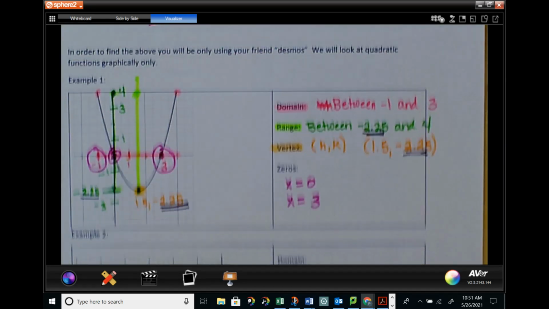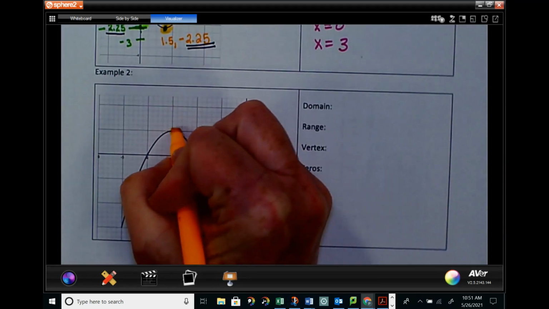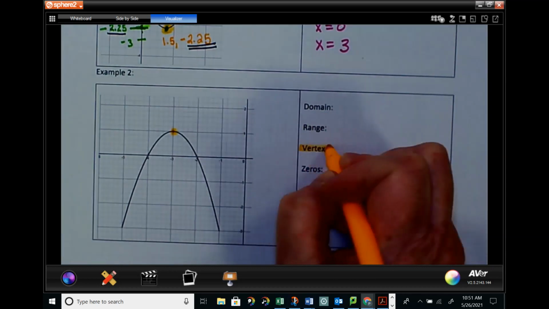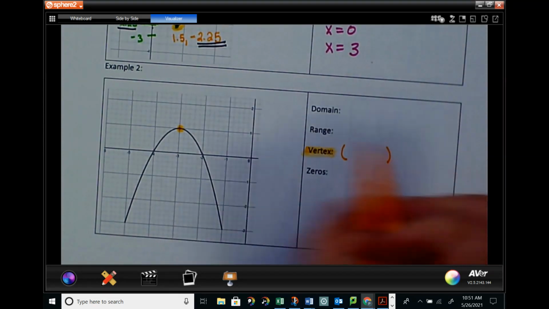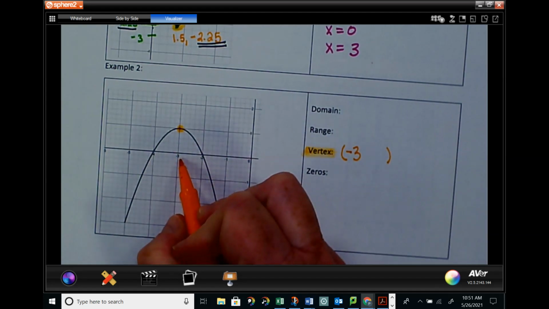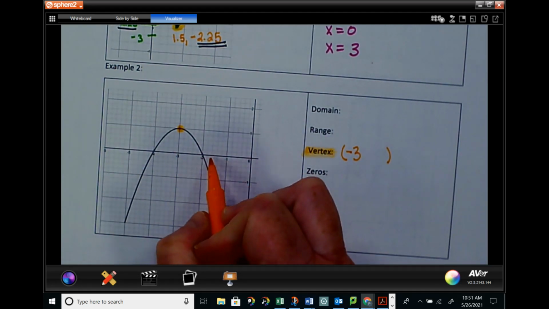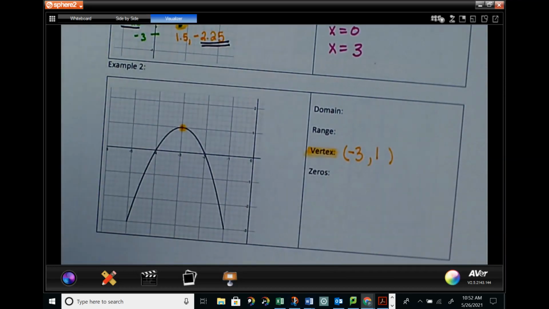Okay, we're going to go through and do example 2. Let's find the vertex first, because I think it's a little bit easier. There's my vertex point. I'm going to go over 3 to the left, because that says negative 3 right there, and then I'm going to go up 1. So that's my vertex point.